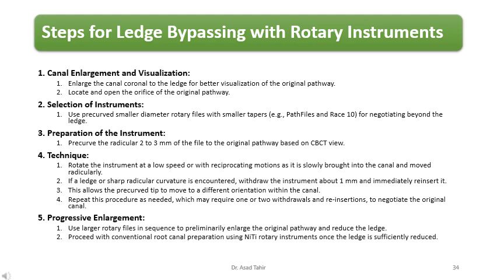Technique. Rotate the instrument at a low speed or with receding motions as it is slowly brought into the canal and moved radicularly. If a ledge or sharp radicular curvature is encountered, withdraw the instrument about 1 mm and immediately reinsert it. This allows the pre-curved tip to move to a different orientation within the canal. Repeat this procedure as needed, which may require 1 or 2 withdrawals and reinsertions to negotiate the original canal.